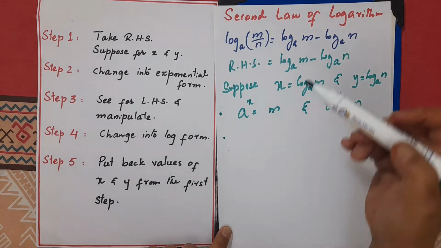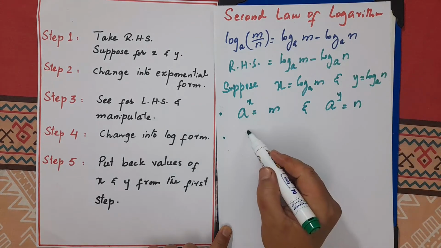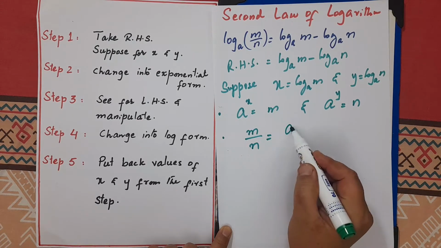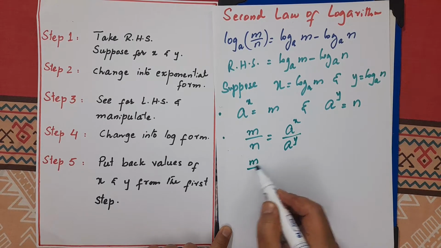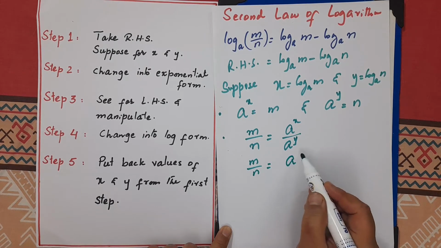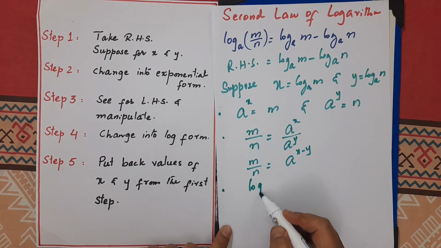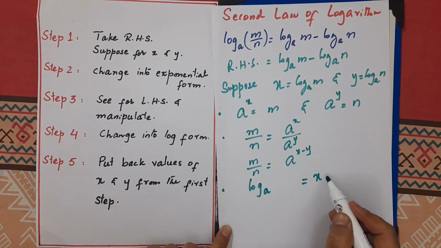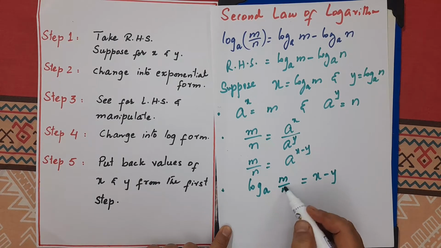See for left hand side. You can see in the left hand side we are going to take m divided by n. M divided by n is equal to a raised to power x divided by a raised to power y. M divided by n is equal to a raised to power x minus y. Fourth step, change into logarithmic form. Log, this is the base. The power would go to the other side of the equation. We have learned this thing of m upon n.